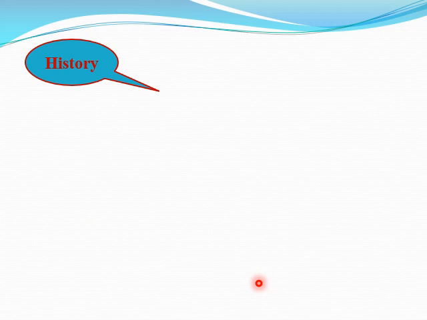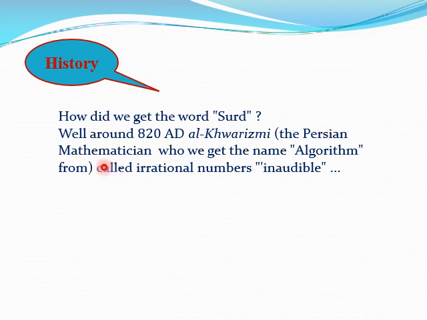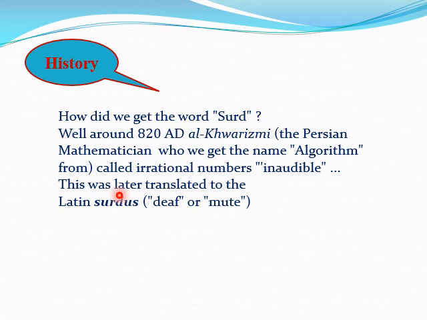Now we see its historical background. How did we get the word surd? Well, around 820 AD, Al-Khwarizmi, the Persian mathematician, Muslim mathematician, who we get the name algorithm from, called irrational numbers inaudible. Inaudible means unable to be heard. This was later translated to Latin surds. It means deaf or mute.